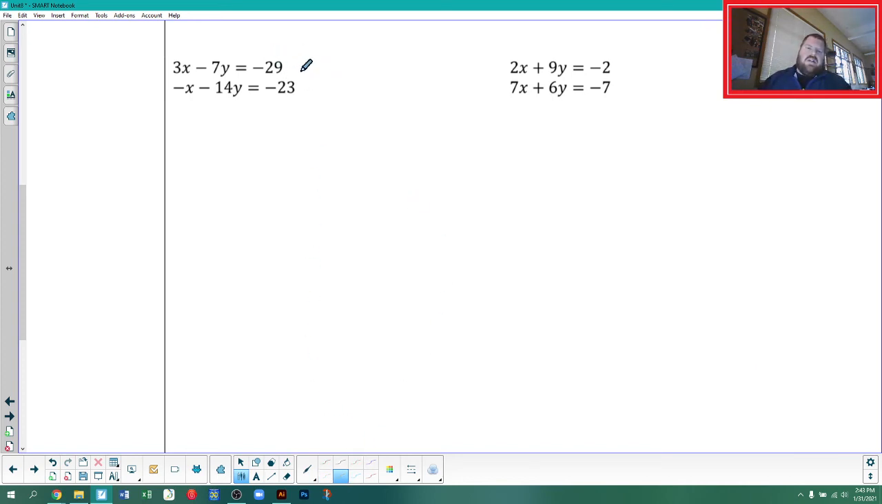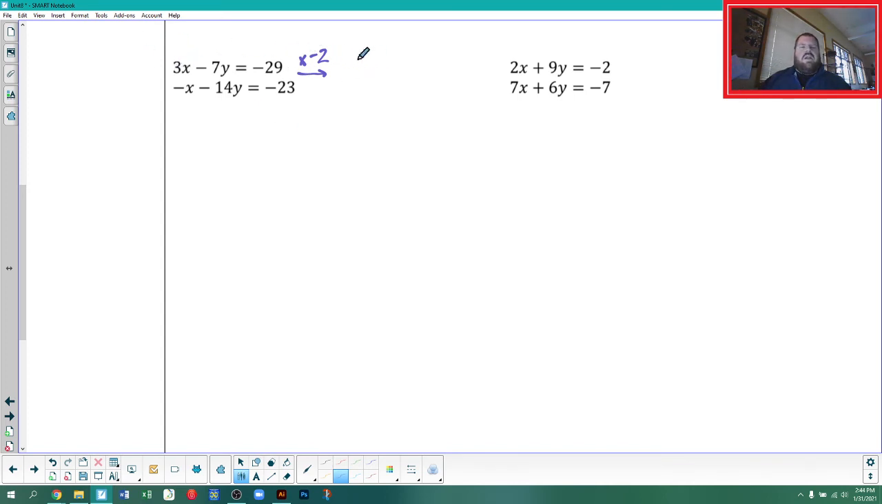Hopefully you had a chance to take a look at those. For me on this top one, I could either get rid of x's by multiplying the bottom equation by 3, or I could get rid of y's by multiplying the top equation by 2, or possibly even -2. It doesn't really matter. I'm actually going to multiply the top equation by -2. Again, it doesn't matter. You could multiply the bottom equation by 3 and everything would work out. It's just changing which variable you're trying to get rid of.